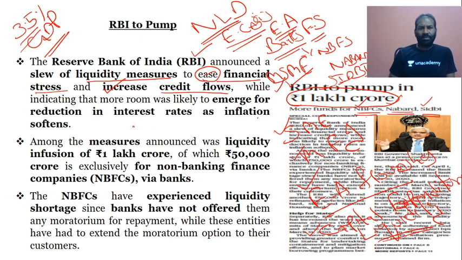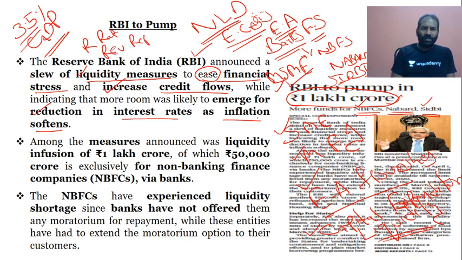And how will this take place? By reducing the interest rate as inflation softens. So definitely they want to go ahead with pumping money through liquidity measures. Liquidity measures could be the repo rate or the reverse repo rate.